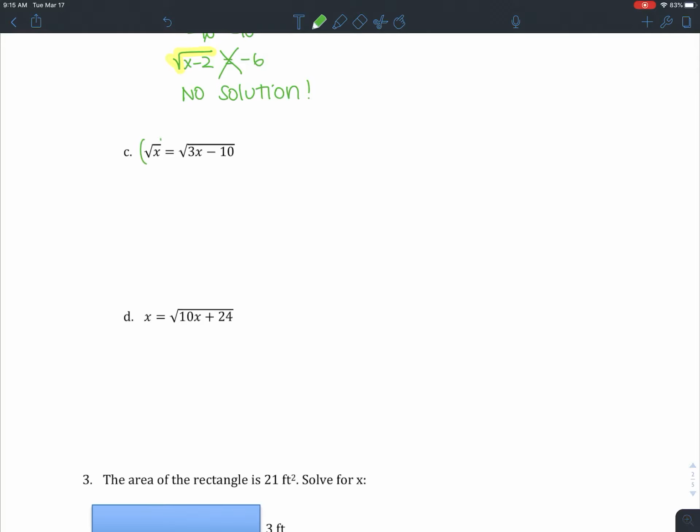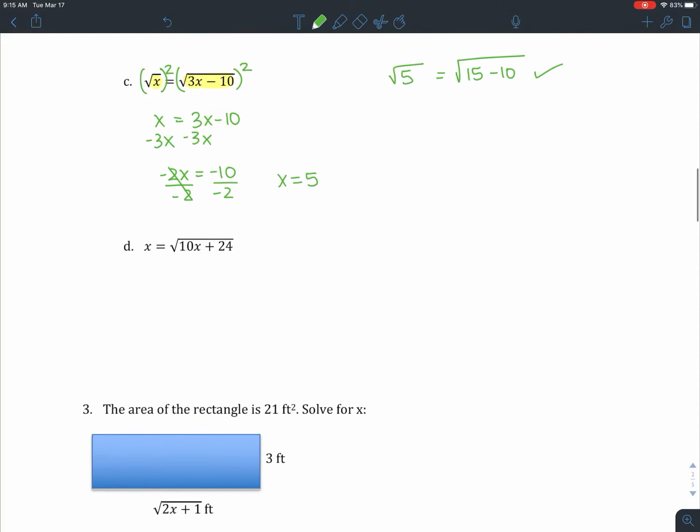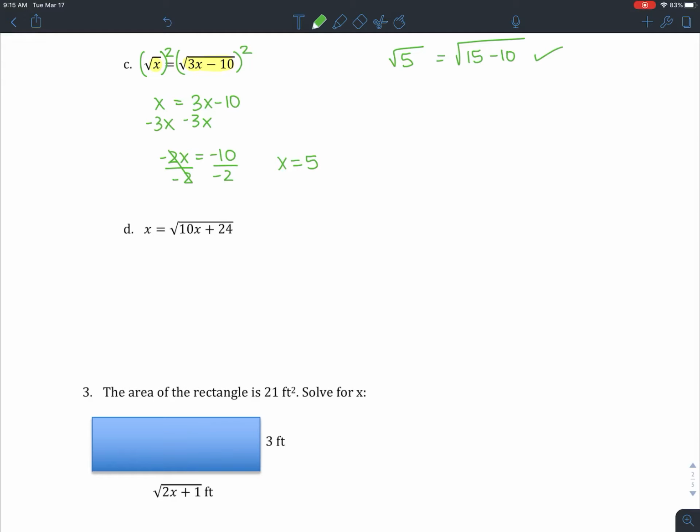Okay, here I want to square both sides, and we're left with x equals 3x minus 10. Again, what's inside doesn't change at all. I'm going to subtract 3x from both sides, and we get -2x equals -10. Divide by -2, and we get that x is 5. Okay, let's check. Does the square root of 5 equal the square root of 15 minus 10? Yes, that is good.